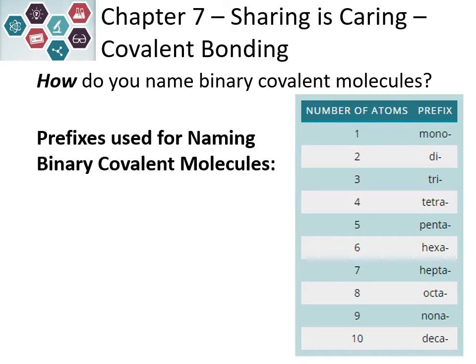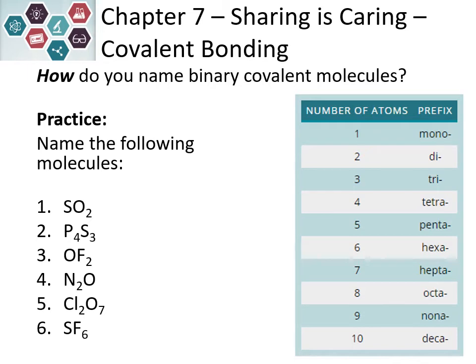The prefixes that we use are similar to the prefixes that you see for geometric shapes. So 1 is mono, 2 is di, which we don't typically see with geometric shapes. But after that, 3 is tri, like a triangle, 4 is tetra, like a tetrahedral, 5 is penta, like a pentagon, 6 is hexa, 7 hepta, octa, nona, and deca.